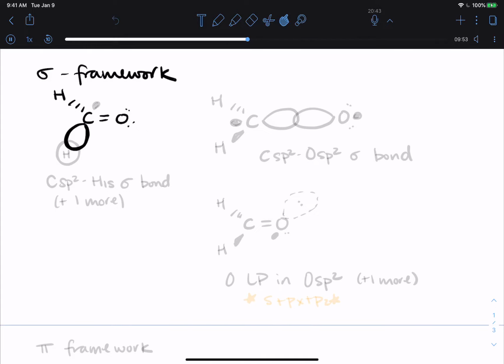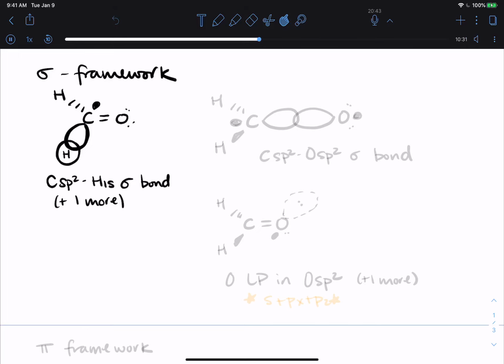So my sp2, it's got a big lobe and a little lobe, and then that is overlapping with this hydrogen 1s. So this is my carbon sp2, hydrogen 1s, sigma bond. And then I'm going to say plus one more. And I don't need to draw it because it looks exactly the same. And I've indicated that there's one more that is in existence. Okay, so that's one sigma bond.